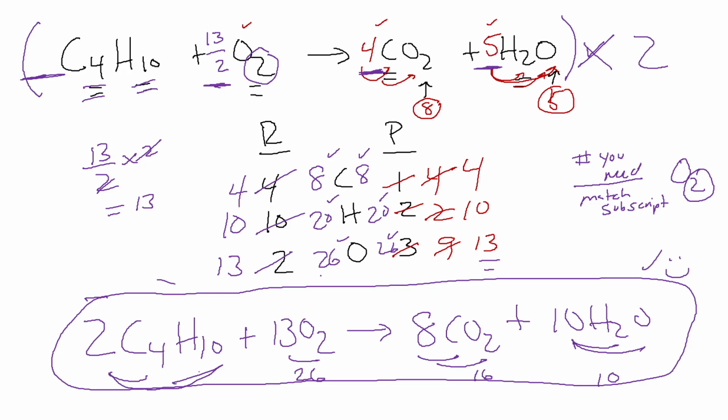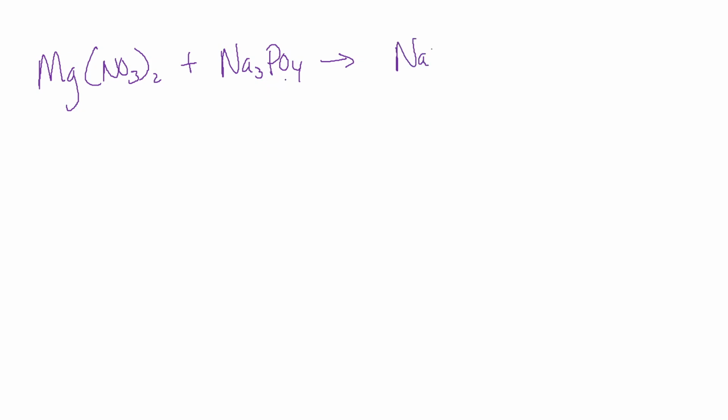Now, what happens if we have an equation that involves some polyatomic ions? So let's just say we had something like this. Well, magnesium nitrate plus, I don't know, let's go with a little sodium phosphate. Sounds like fun. And we'll end up with a little sodium nitrate and a little magnesium phosphate here.